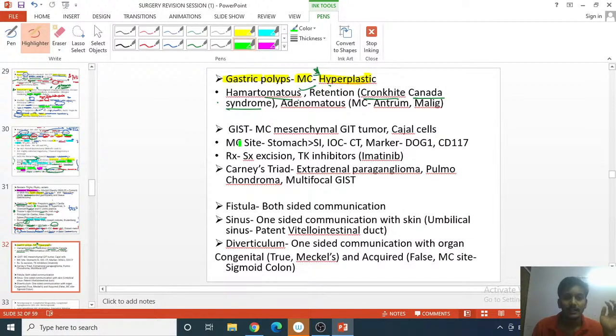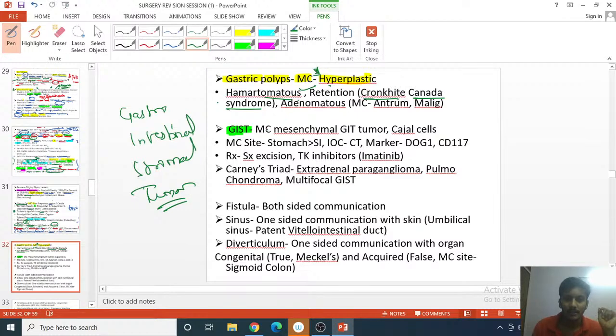Then moving further is your GIST. What is GIST, anybody? It is your gastrointestinal stromal tumor. So stroma का tumor है, ना कि epithelium का. It is the most common mesenchymal GIT tumor. Mesenchyme का most common tumor is your GIST, and it arises from which cells? Very much important. So GIST arises from cells of Cajal, and cells of Cajal are what? Anybody? I'll move further, you type in the chat box.